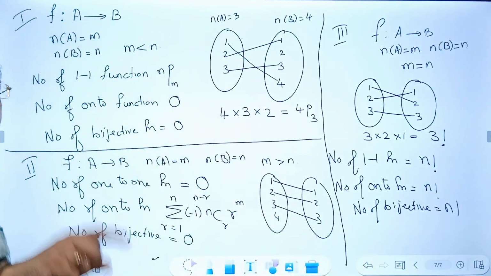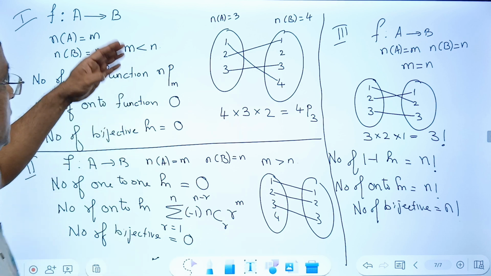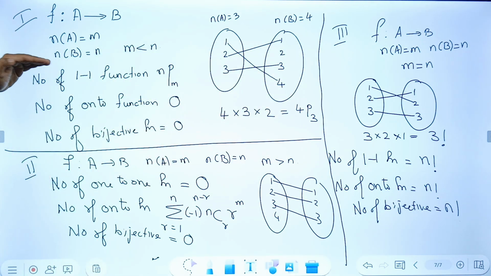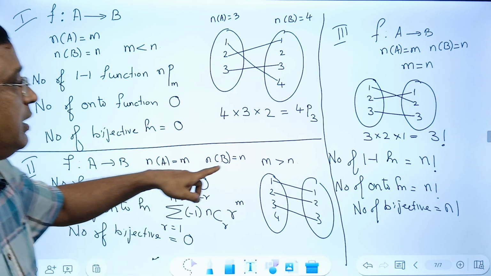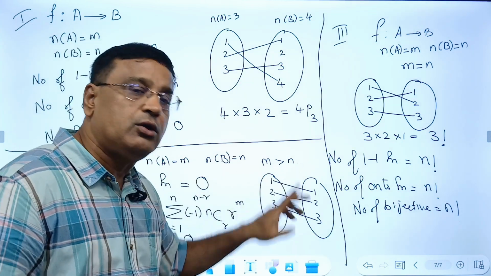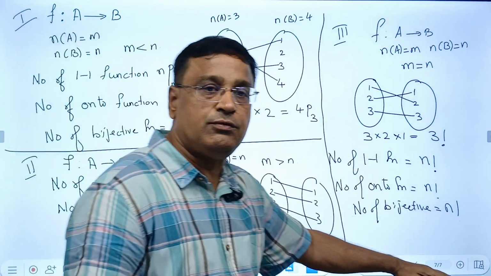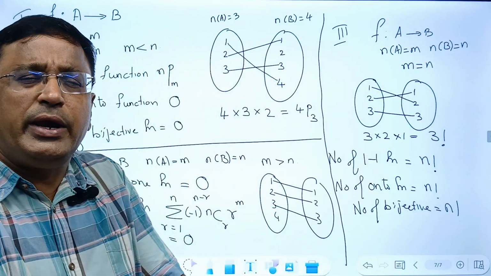And here, f is a function from A to B. If the domain has fewer elements than the codomain, what is the number of one-to-one, onto, and bijective functions? If the number of elements in the domain is more than the codomain, I have it. If they are equal, this is the formula. So with this you can do any problem.